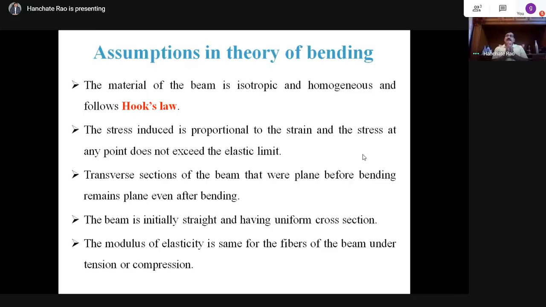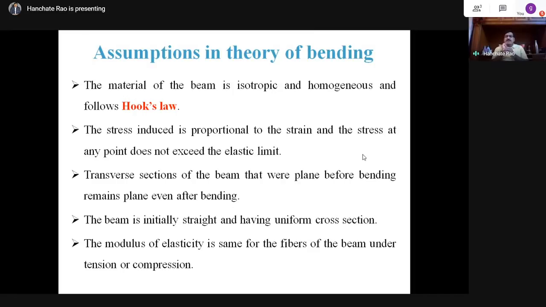Actually, sometimes it is not possible. If you look at the actual scenario, after bending, the sections may not still remain plane and normal. There will be a certain amount of warping or a certain angle that develops. But whatever is developed, we are ignoring that, and we are assuming that the sections remain plane and normal even after bending.